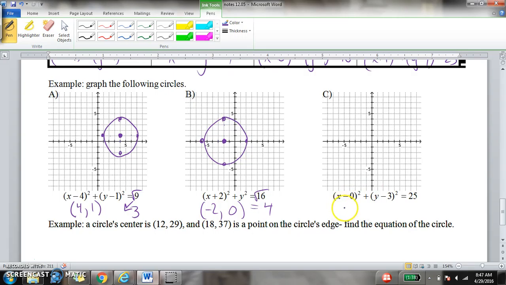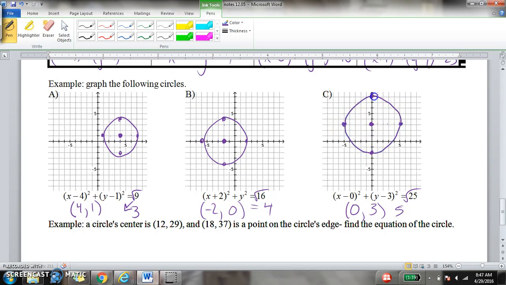All right, last one for these. 0 for the x, +3 for the y. Square root of 25, 5. So 0, 1, 2, 3. Radius is 5. Count 1, 2, 3, 4, 5 in each direction from the center.